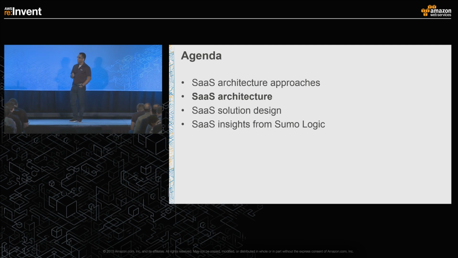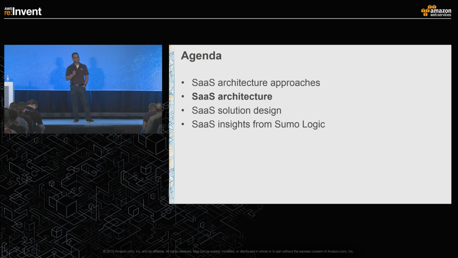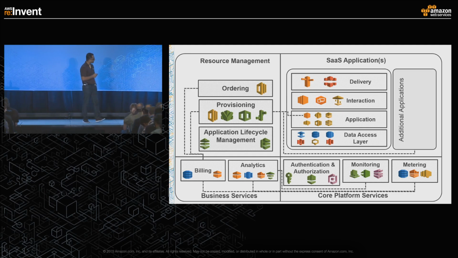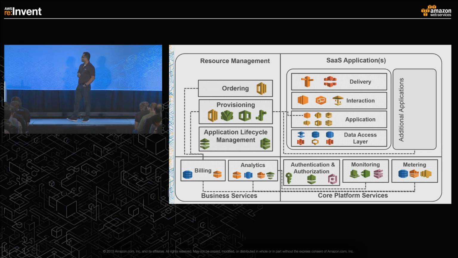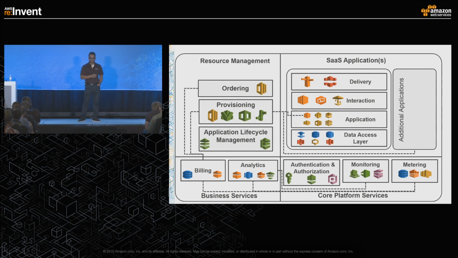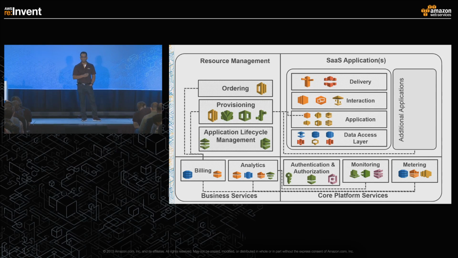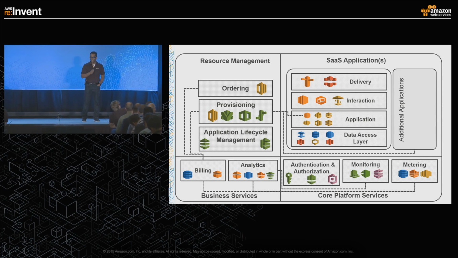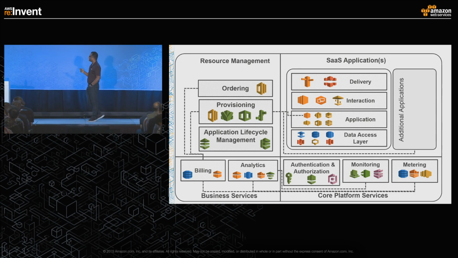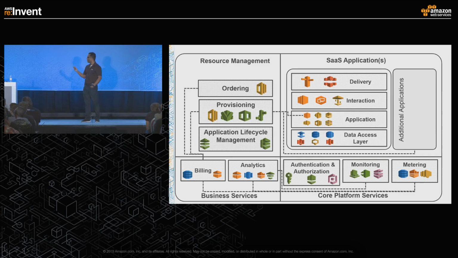So now that we looked at a number of different infrastructure approaches, let's dive into a SaaS reference architecture. So don't be afraid, this looks like an explosion of AWS icons, but we'll explain each of these very quickly. So as you can see, this reference architecture is composed of 4 major areas: your application, resource management, business services, and core platform services. So your application is the star of the show, and everything else is the supporting cast.